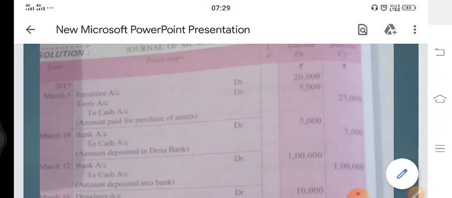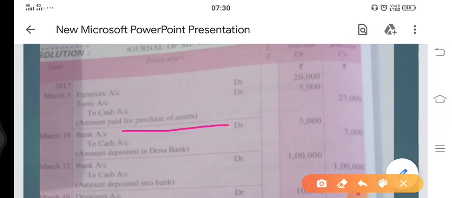Moving towards the next point: open bank account with Dena Bank. Do remember that the name of the bank does not make any difference. What we have to remember is that we have opened an account in a bank. That means the bank is a person, and to that person we have paid money. So the bank, being a person, is the receiver, and hence the bank is debited because the bank is the receiver.